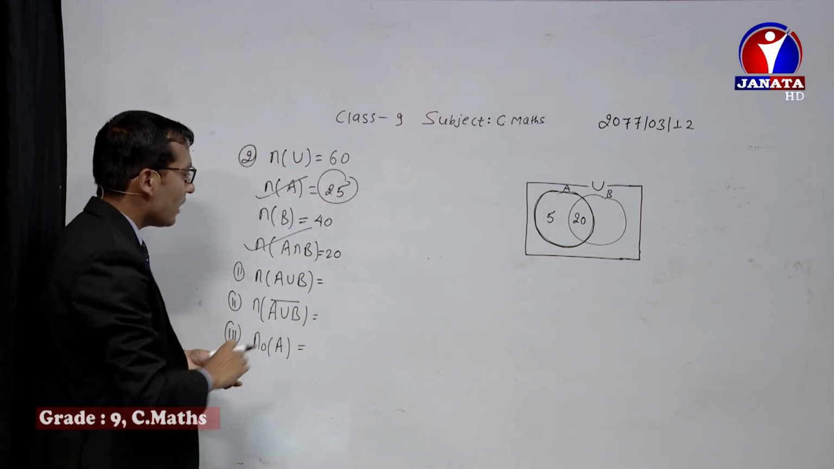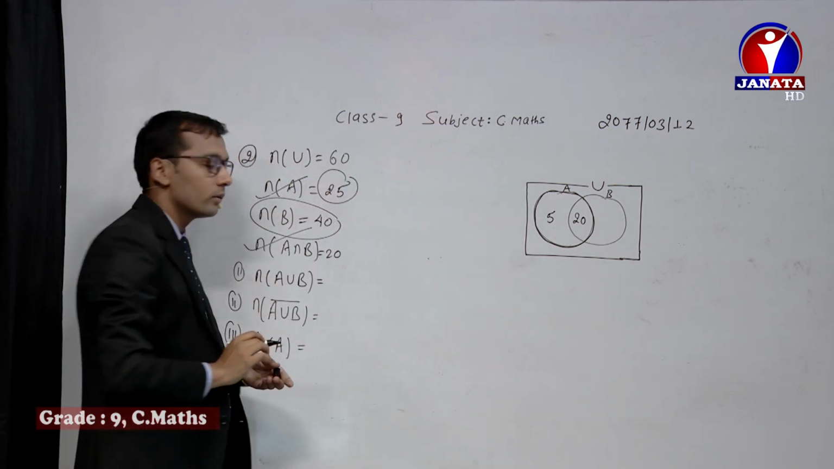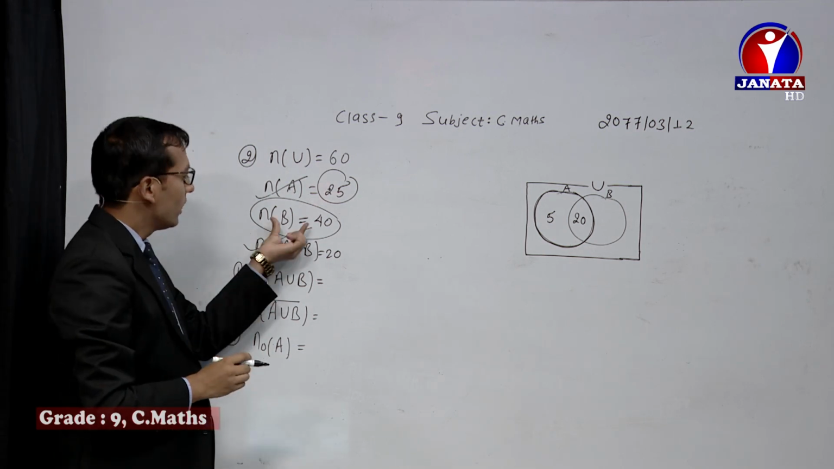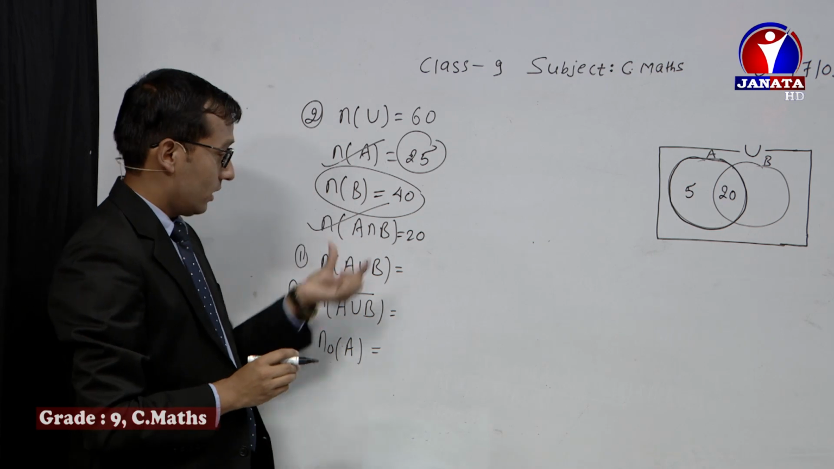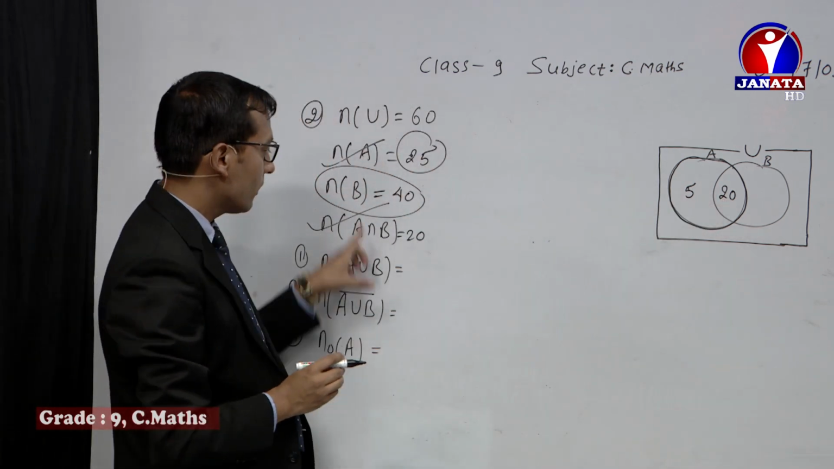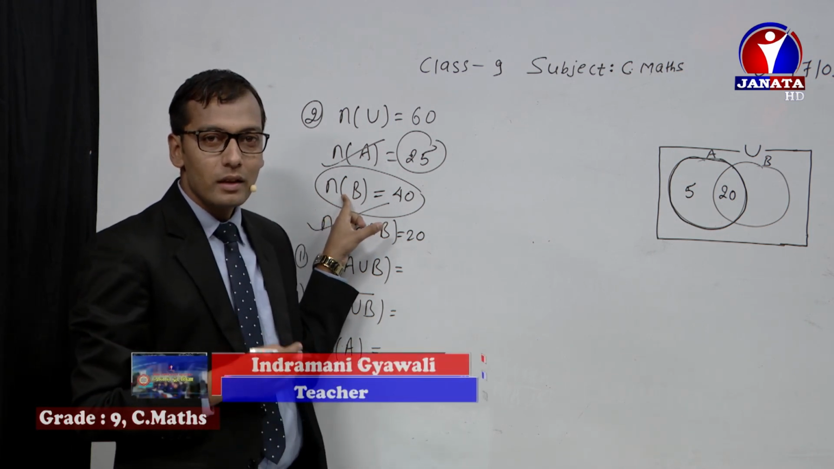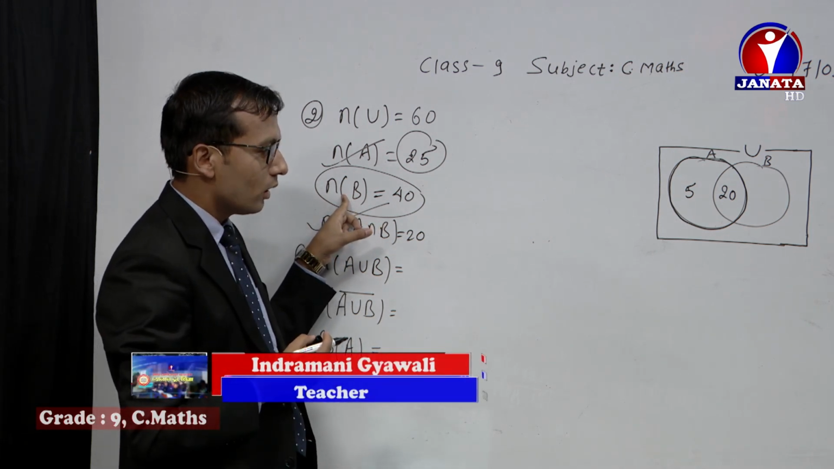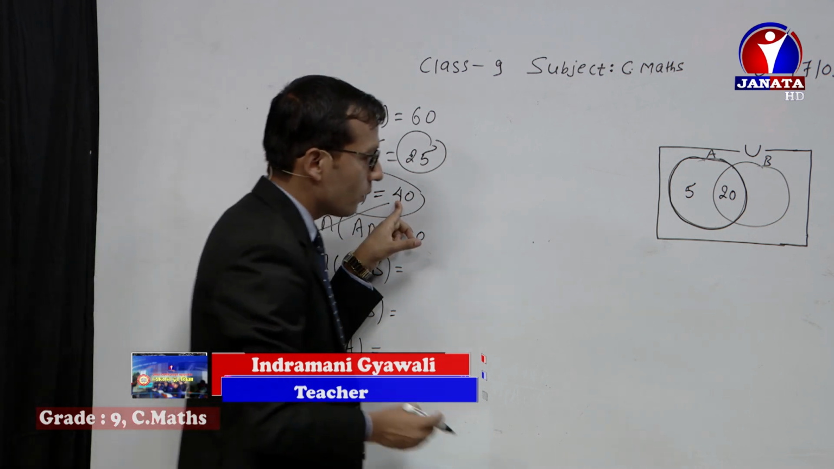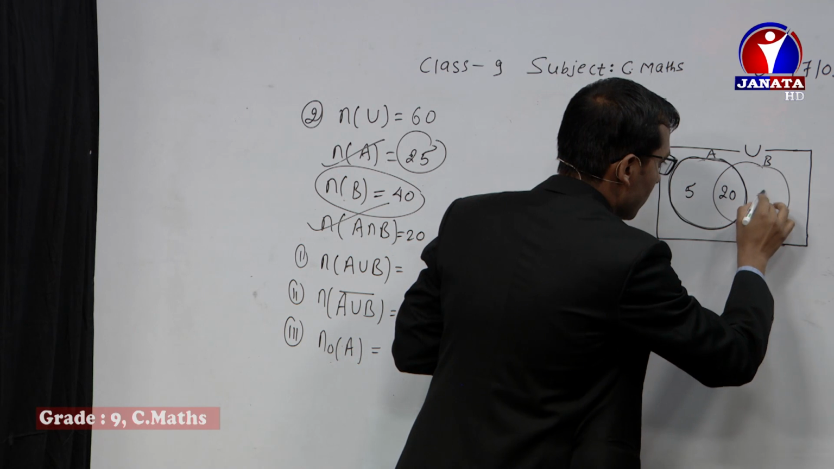What is n of B? n of B is 40. So if we subtract the intersection 20 from n of B, we can easily find the value of n only B. So what is 40 minus 20? It's 20.